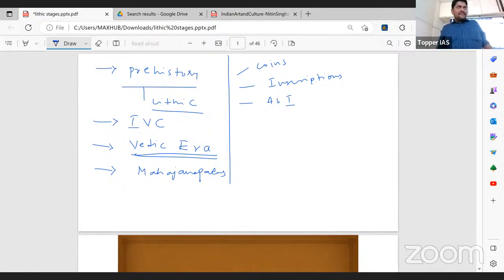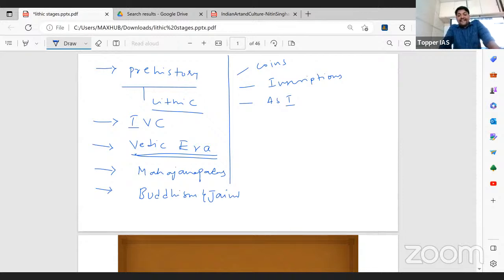So Mahajanapadas, then Buddhism and Jainism. So Buddhist literature basically: the Nikayas or Pitakas, Sutta Pitaka, Abhidhamma Pitaka, Vinaya Pitaka. Then Buddha and the eightfold path, Buddha's eightfold path to achieve nirvana.